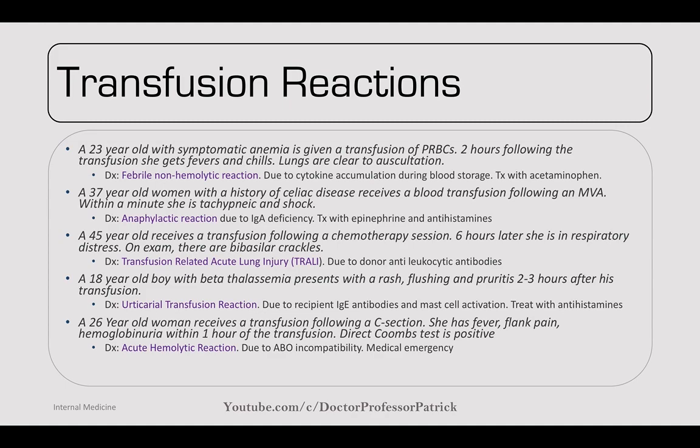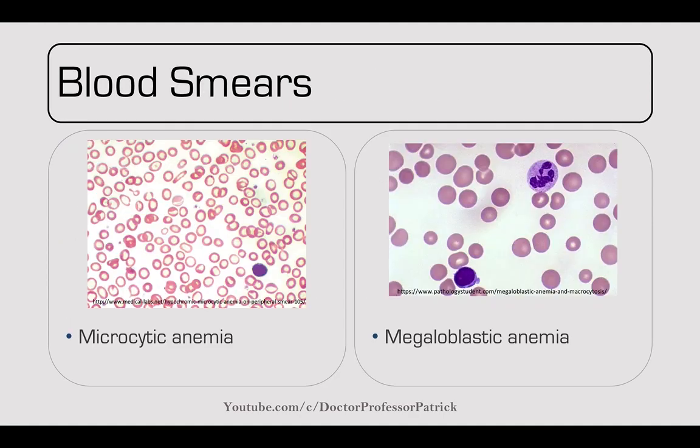Lastly, there's a 26-year-old woman who has a transfusion reaction following a C-section. She has fever, flank pain, and hemoglobinuria within 1 hour. The direct Coombs test is positive. This is an acute hemolytic reaction. This is due to ABO incompatibility, and this is a medical emergency.